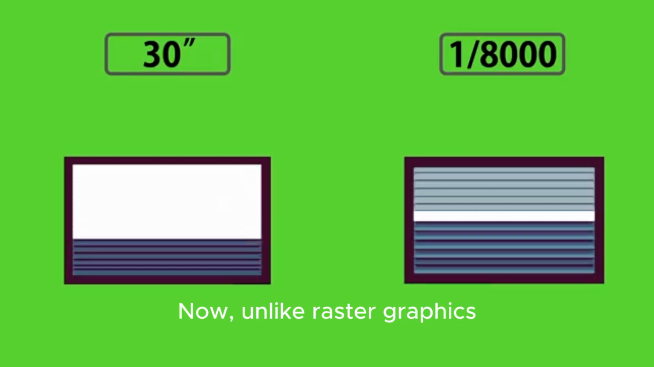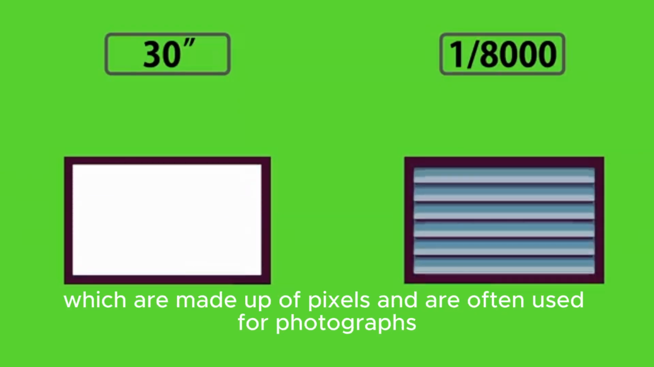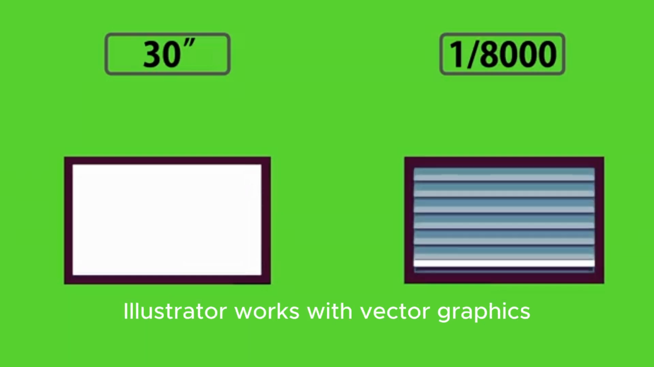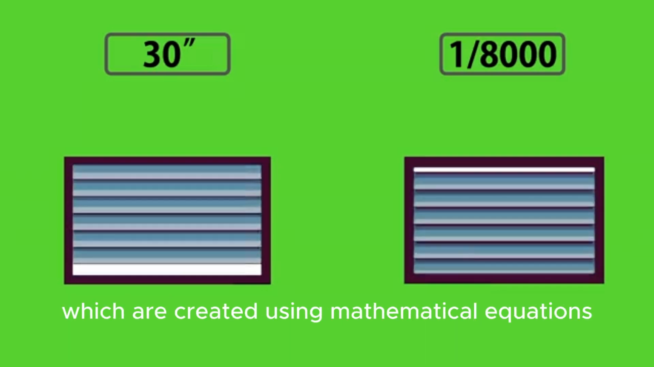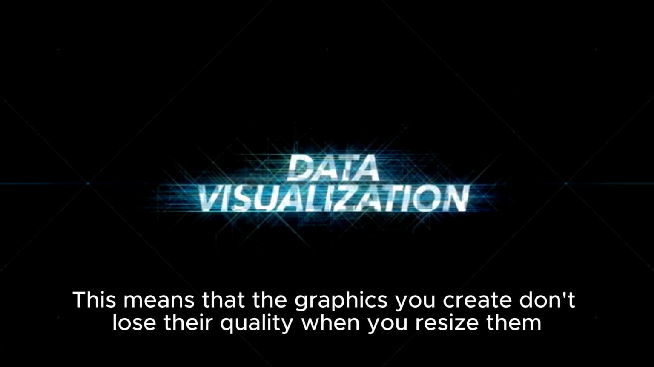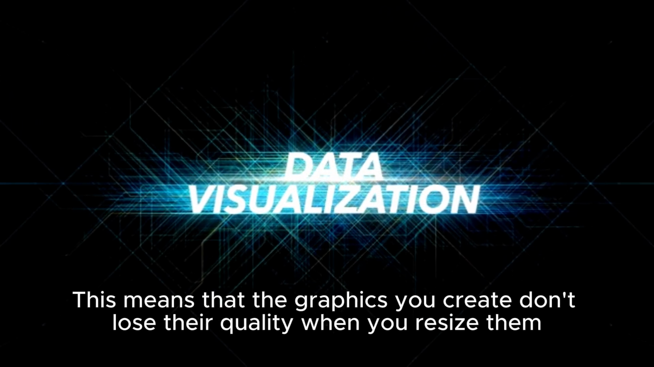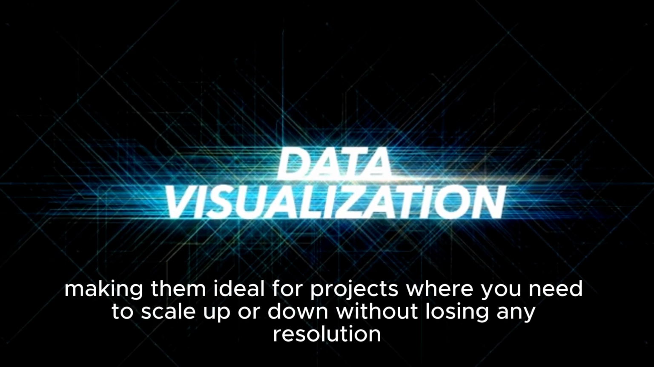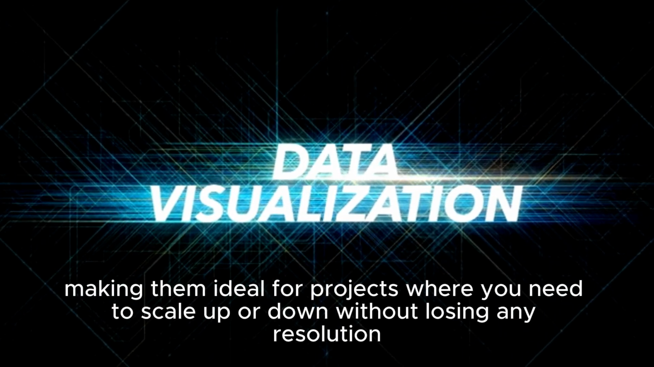Now, unlike raster graphics, which are made up of pixels and are often used for photographs, Illustrator works with vector graphics, which are created using mathematical equations. This means that the graphics you create don't lose their quality when you resize them, making them ideal for projects where you need to scale up or down without losing any resolution.